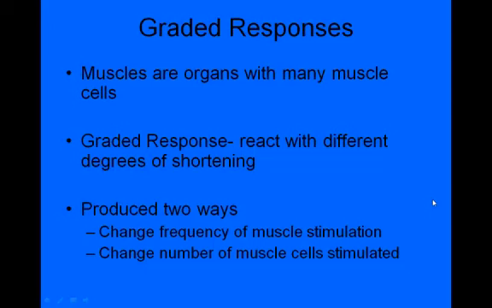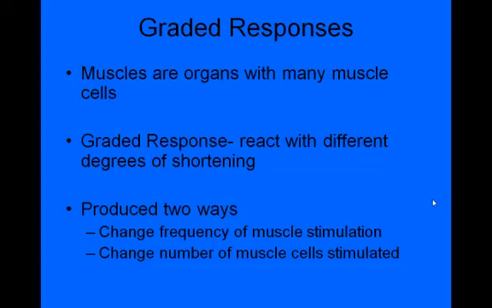Okay, now we're going to continue on in Chapter 6, the muscular system. All right, graded responses. This is where muscles are organs with many cells. So a graded response is where they react with different degrees of shortening or contracting. Now this is produced two ways.